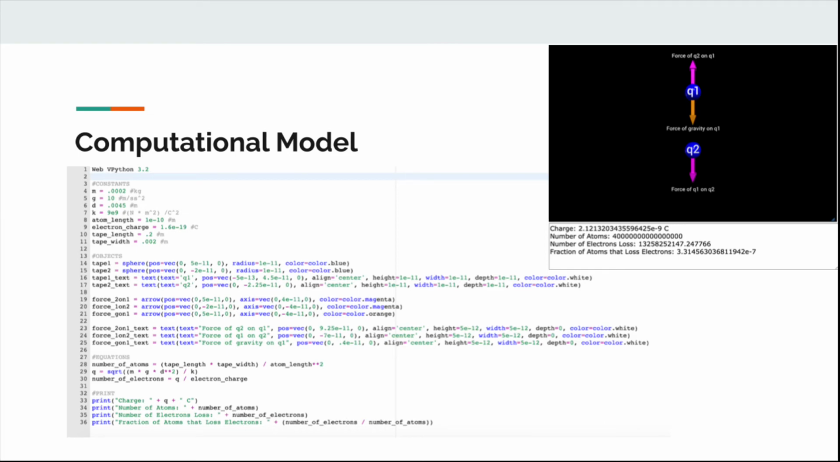I have Q1 here in the top right. That's going to be representing the charge of the floating tape, while Q2 is representing the charge of the tape that we held up. I also added the forces on there. I have the gravitational force as well as the forces that the tapes exert on each other. In the code here, I have both the constants and the data that we found, and I created some equations at the bottom, which give us those numbers right under the diagram. So that is how we found the charge, the number of atoms, number of electrons, and the ratio of the atoms that lost electrons. And I'll have a link to this in the description below.